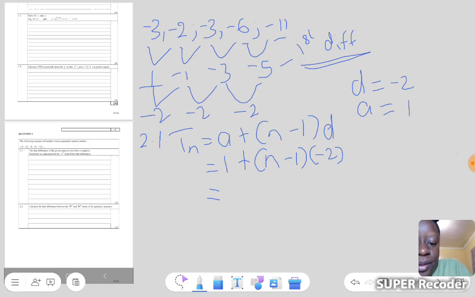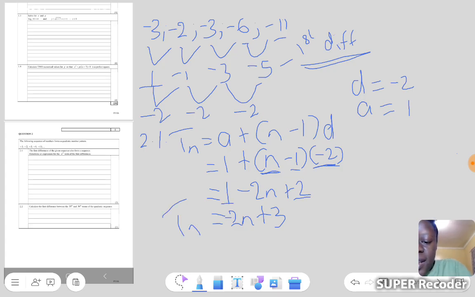So 1 plus -2 multiplied by n, that's -2n, -2 multiplied by -1, that's +2, so -2n plus 3, because it's 2 plus this 1. So this is our nth term. So let's continue.